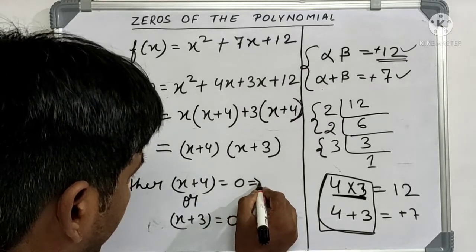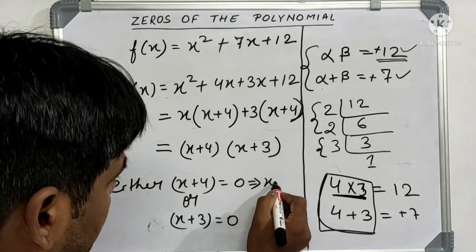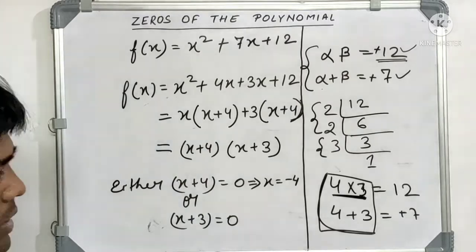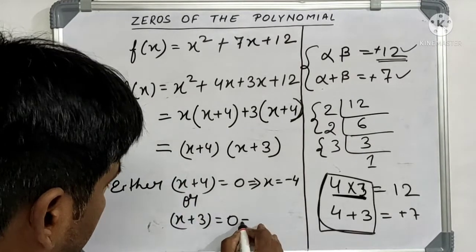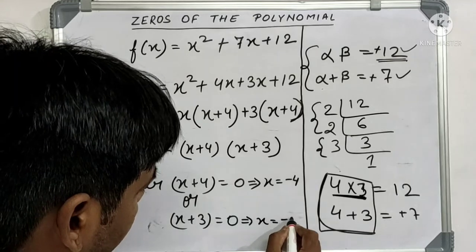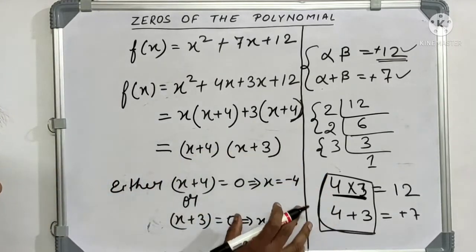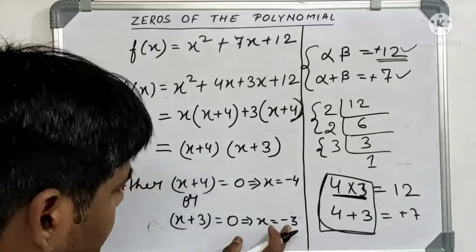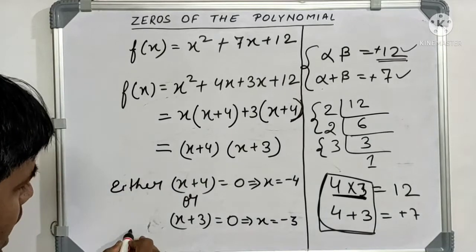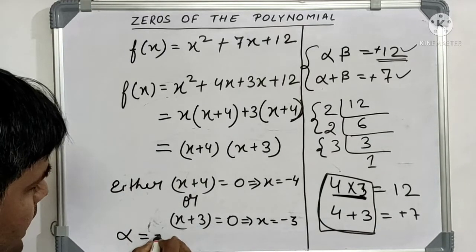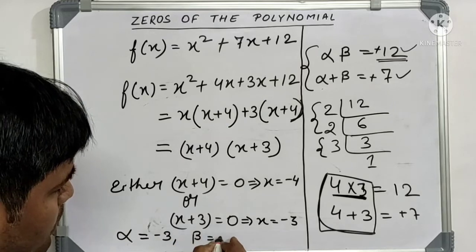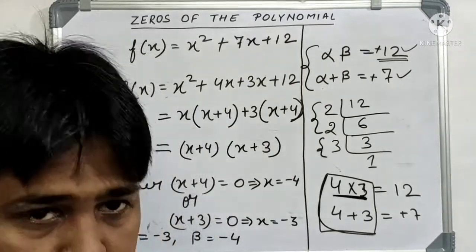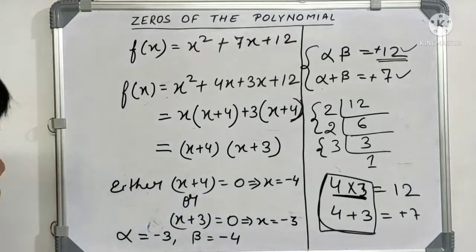So consecutively it implies that for this particular x, if we put the value of x equal to minus 4, then the entire equation will be equal to 0, or if we put x equal to minus 3, then the entire equation will be equivalent to 0. Now when it comes to finding out the alpha and beta, here alpha will be equal to minus 3 and beta will be equal to minus 4. Is that clear? Is it clear, dear kids, my dear friends?